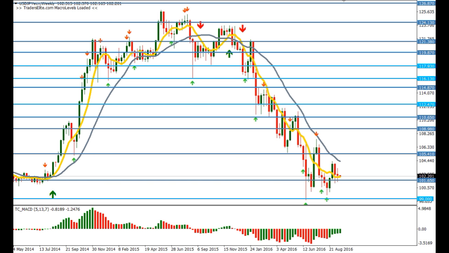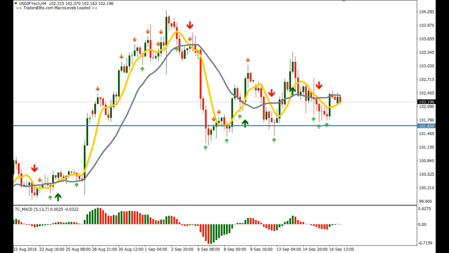Again, the macro levels are based particularly on weekly and monthly, some daily, but particularly weekly and monthly time frames. So, we're talking about years of historical data to be able to determine what these levels are. Okay, so on the 4 hour, I would be looking at a crossover, the fast moving average to crossover the slow moving average. It's above the macro level.